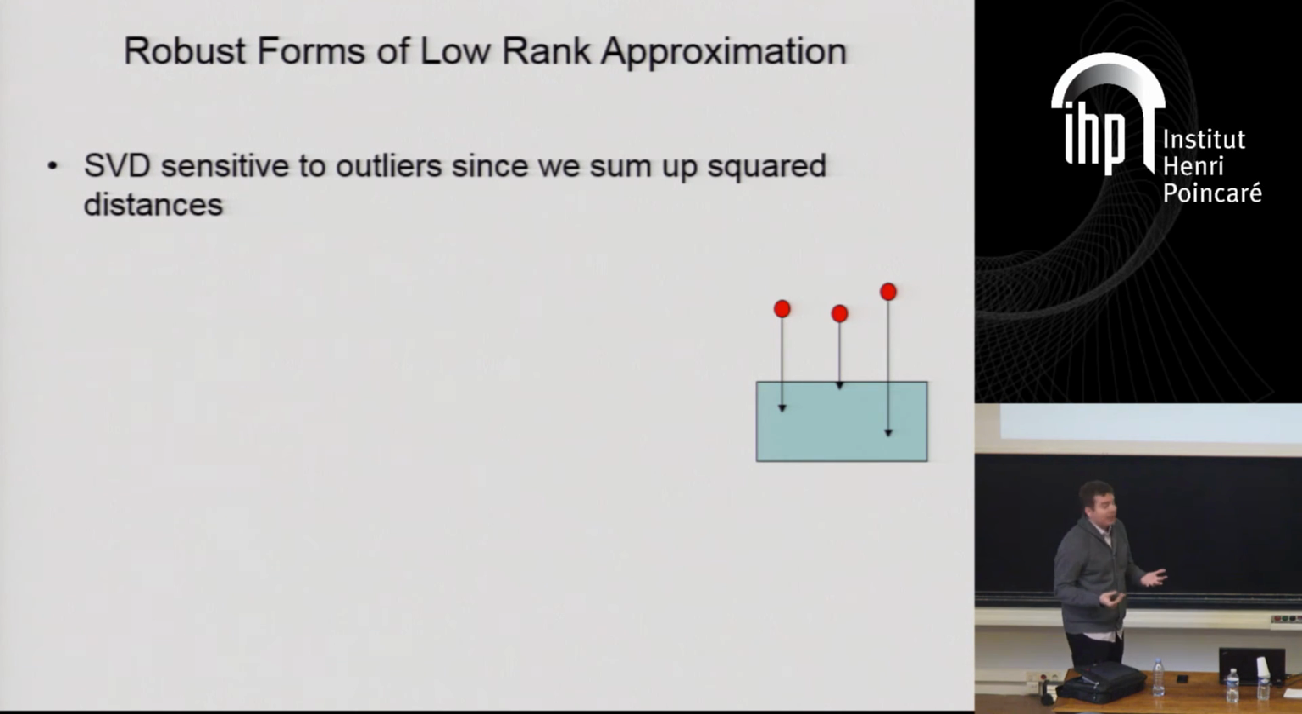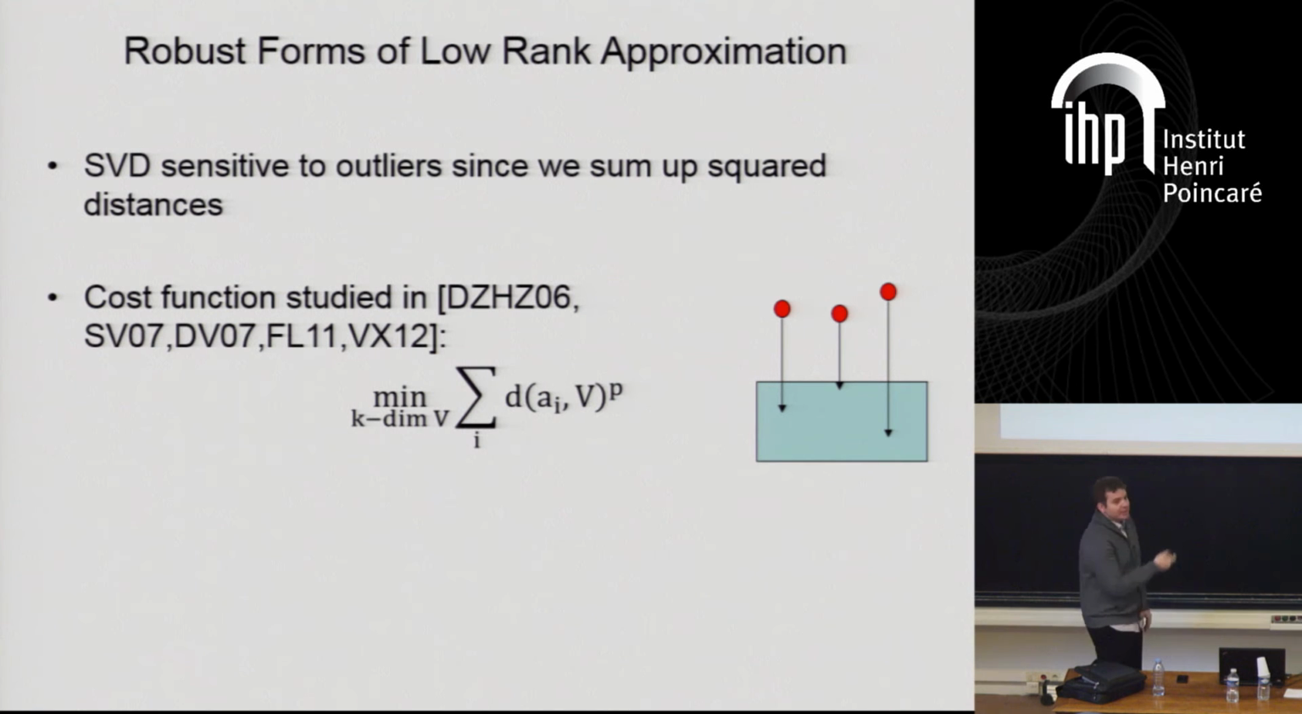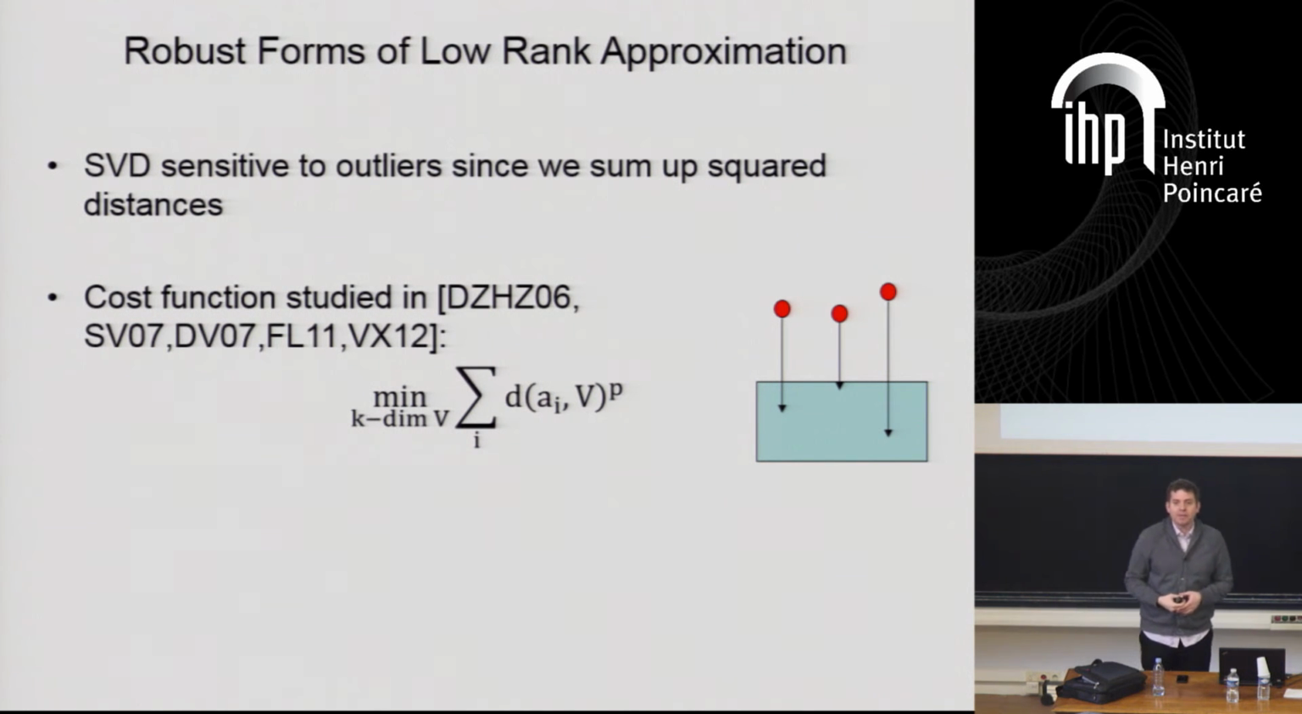Just like for least squares regression, the SVD is sensitive to outliers since we're finding a low dimensional space which minimizes the sum of squares of distances to it. Okay? And so what you might imagine is just the natural, more robust version, like L1 regression, is to find a low dimensional space, a k-dimensional space V, which minimizes the sum of pth powers of distances for p less than 2. Okay? In fact, for p equals 1, this could be thought of as being even more natural than the SVD. Finding a low dimensional space to minimize the sum of distances to it.